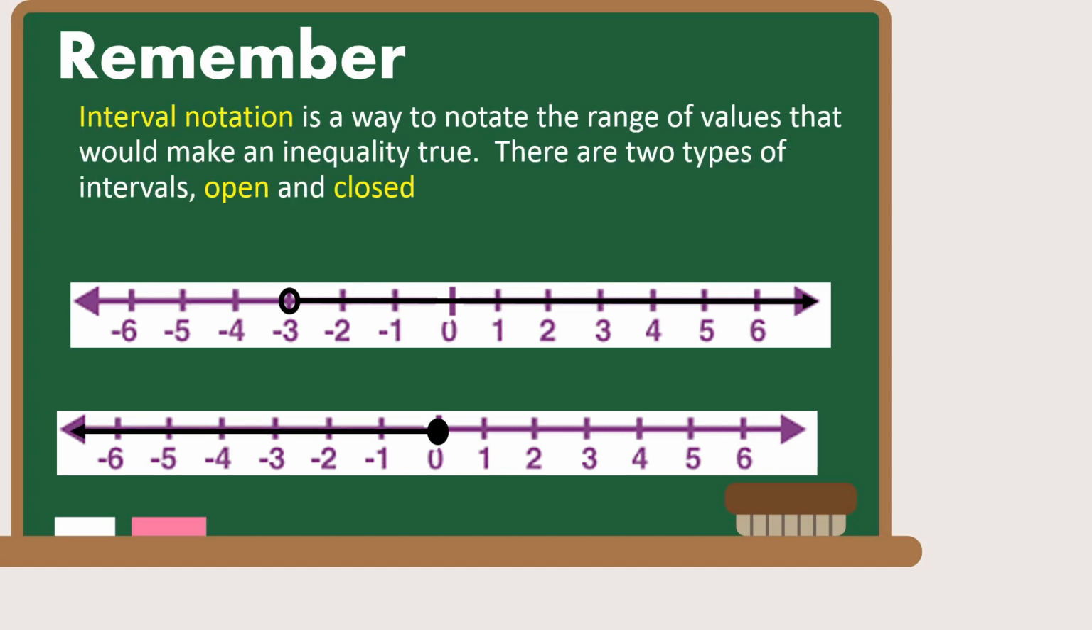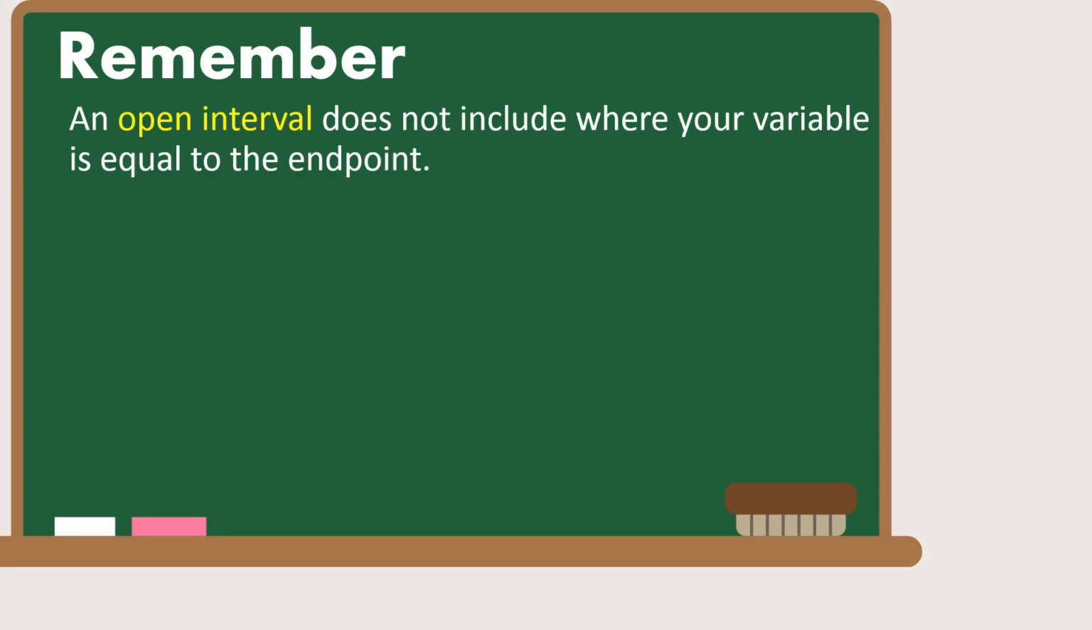Another one is the interval notation. Interval notation is a way to notate the range of values that would make an inequality true. There are two types of intervals, the open and the closed interval. An open interval does not include where your variable is equal to the endpoint. The interval notation for open intervals are as follows.